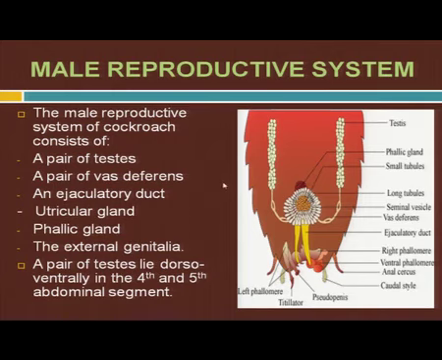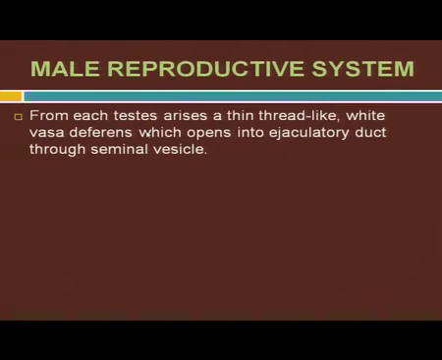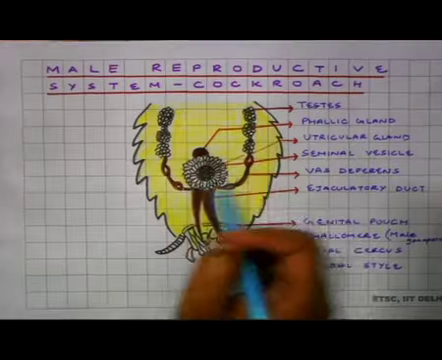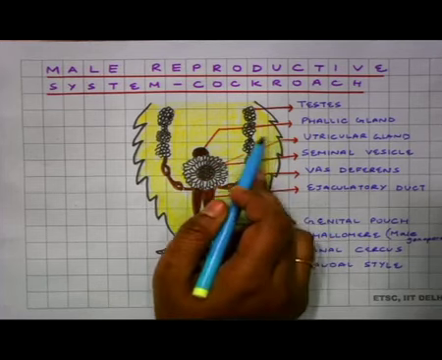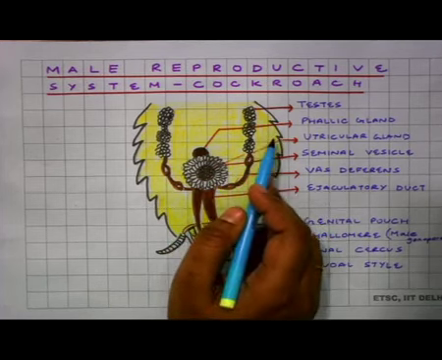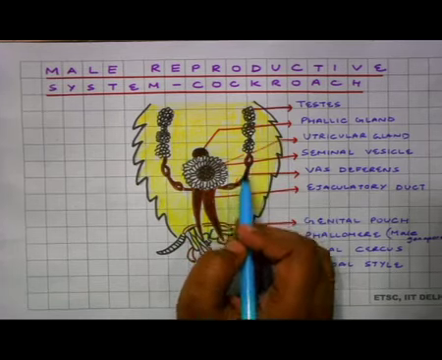A pair of testes lie dorso-ventrally in the 4th and 5th abdominal segments. This is the location of the testes. Next, from each testis, as you can see, this is the pair of testes, arises a pair of vas deferens. The function of testes is sperm production, and the vas deferens will carry the sperms along with it.